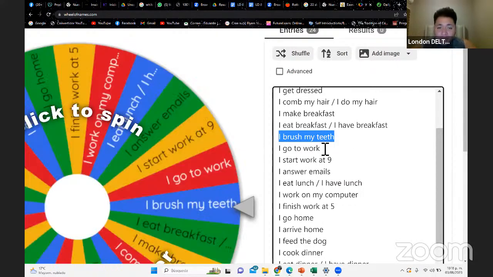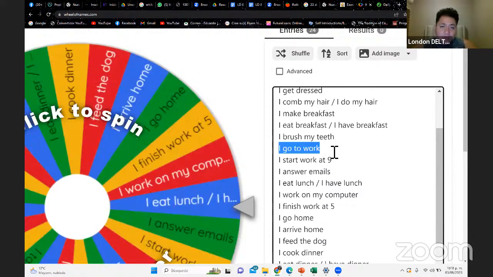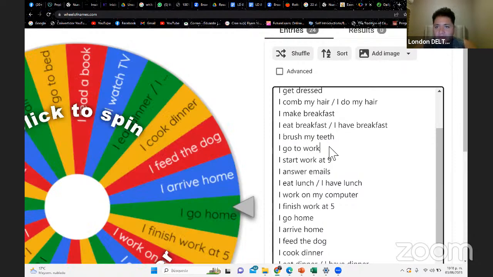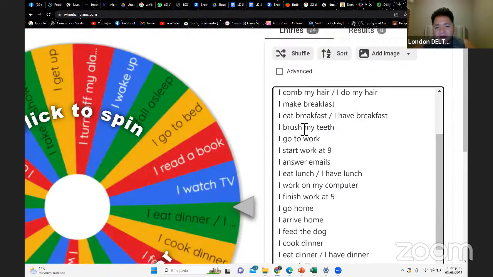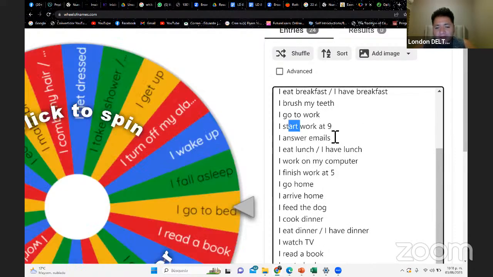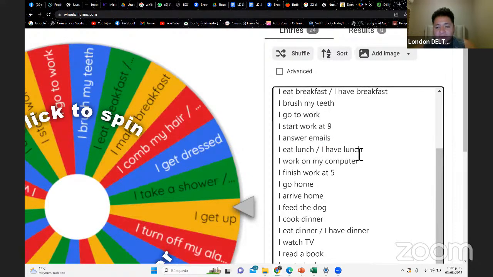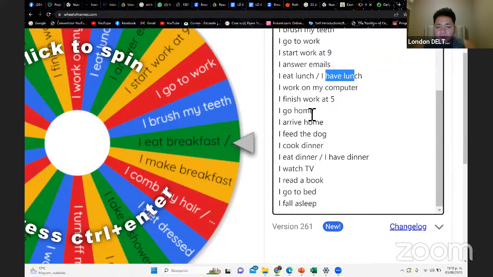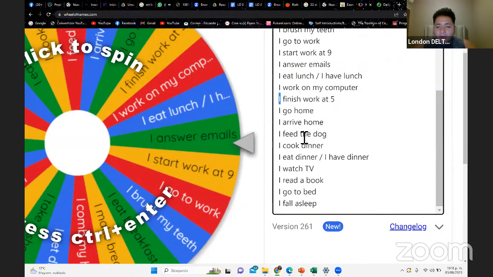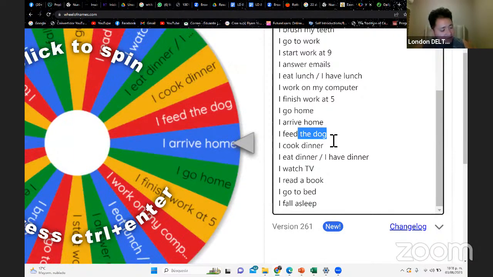Very well. Go to work, then you go to work. Aquí es la palabra work y no job. Posiblemente vemos la diferencia entre work y job. I start work. I answer emails, eat lunch, have lunch. También se puede decir como comer el lunch, work on my computer, finish work, go home, arrive home, feed the dog. ¿Qué quiere decir? I feed the dog.